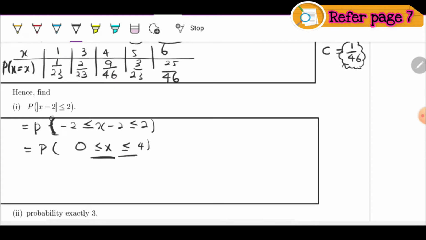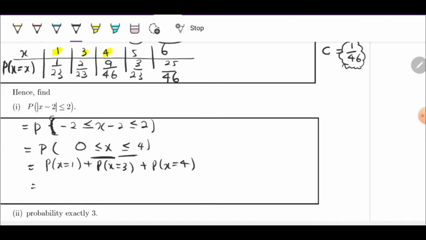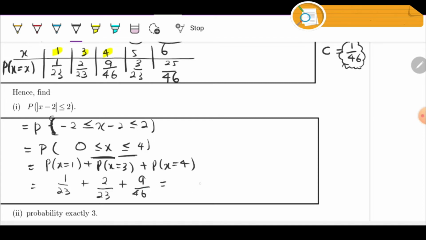So look at the probability distribution table. We can take the values 1, 3, and 4. So P(X=1) plus P(X=3) plus P(X=4). The probability when x equals 1 is 1 over 23. When x equals 3, the probability is 2 over 23. And when x equals 4, the probability is 9 over 46. We add up all the probabilities and the answer is 15 over 46.